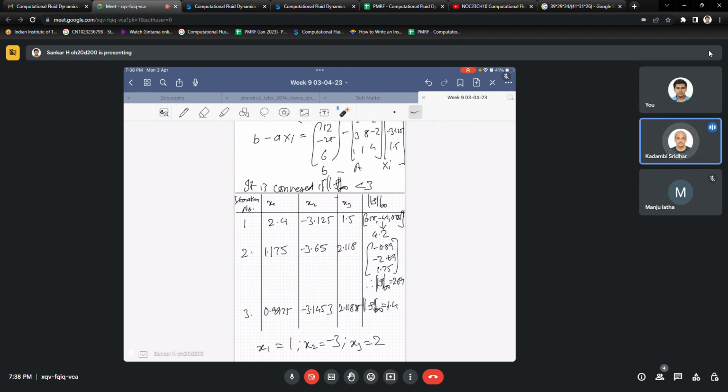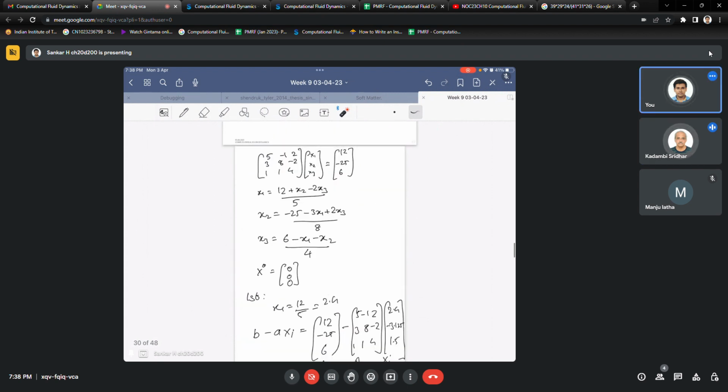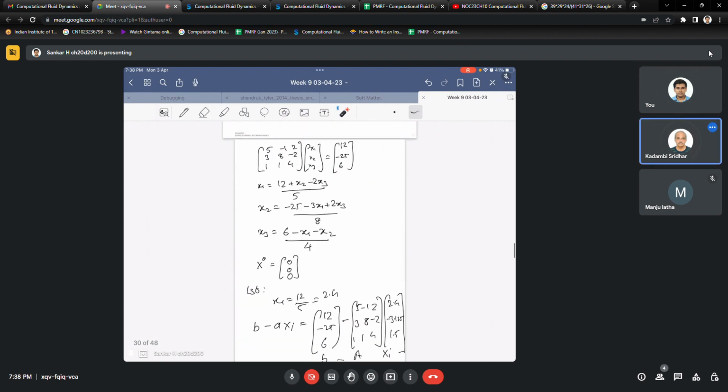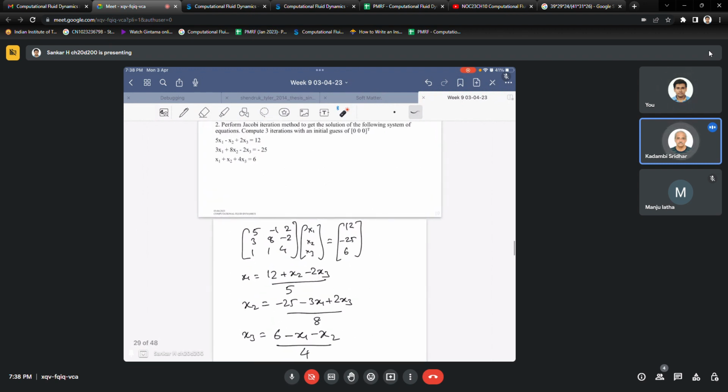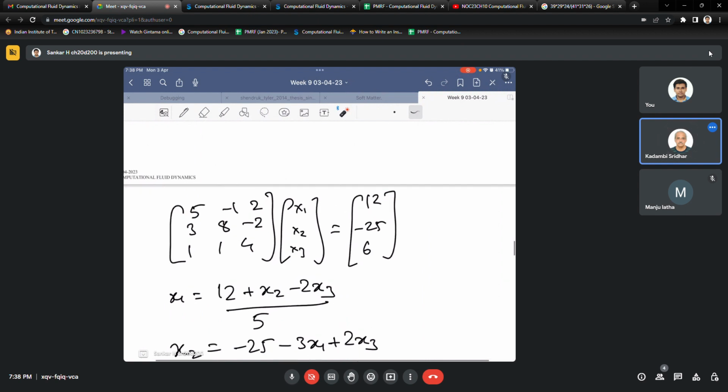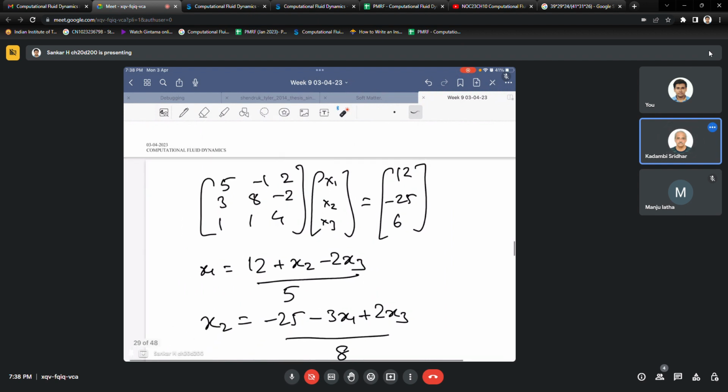If you can just show the matrix, the original initial one, the original, yeah. Hold on, one second. Yeah, sure. Can you just enlarge that a little bit if you don't mind? Yeah, hold on. 5, minus 1, 2. 8, minus 2.